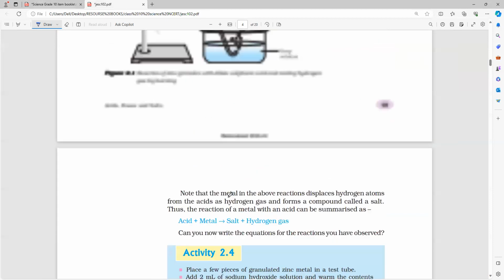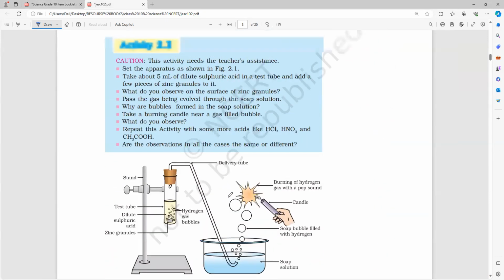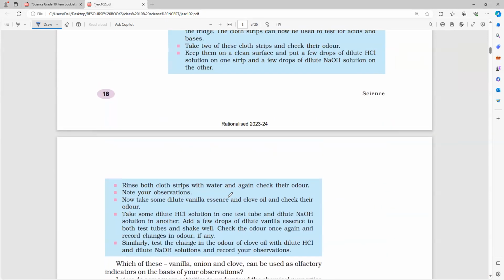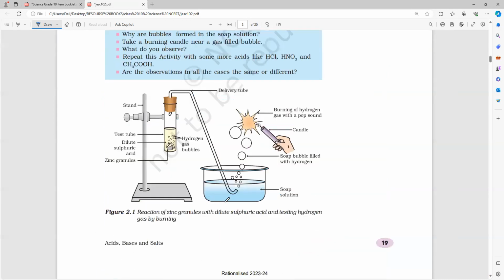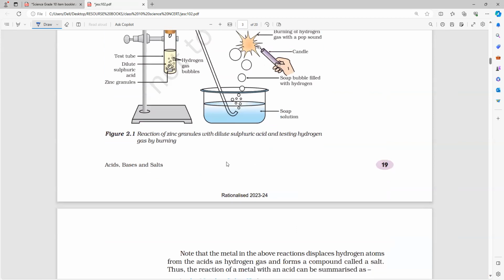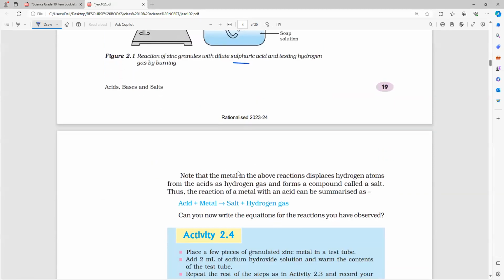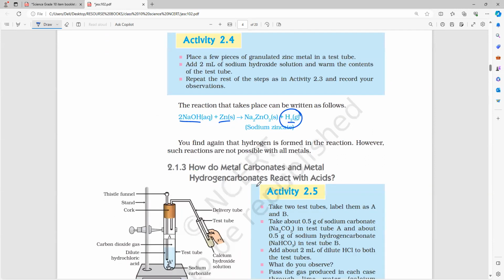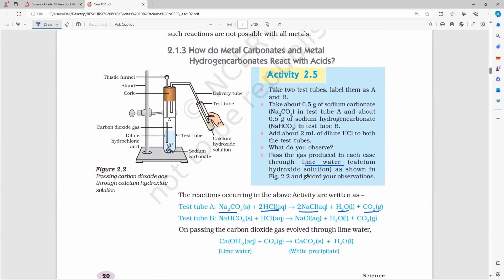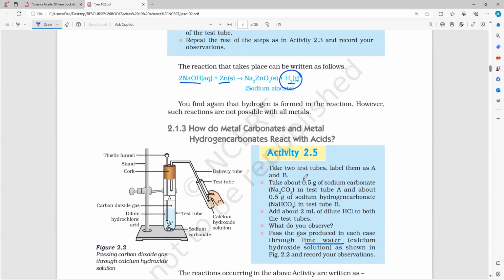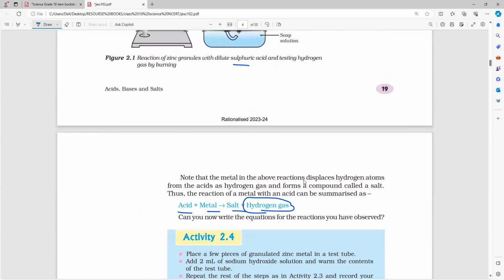Then you can see first the famous equation from chapter 1. What is the famous equation known to us? That is metals reacting with acids. I think this is zinc granules with dilute sulfuric acid. This equation is not there in the book. Acid reacting with a metal will produce hydrogen gas. But this equation is not there. I am surprised. Where is the equation? Only the given activity. There is no equation of acid reacting with a metal.